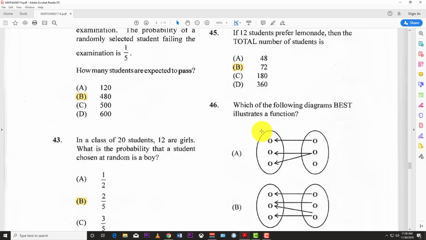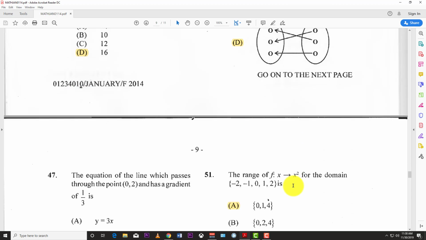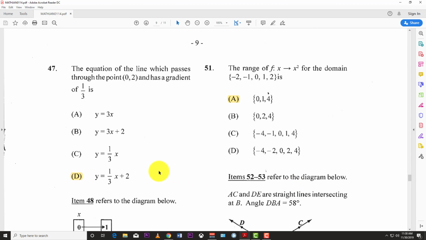Which of the following diagrams best illustrates a function? And the answer is D. This diagram right here represents a function. So the answer is D. Alright, let's go to number 47.